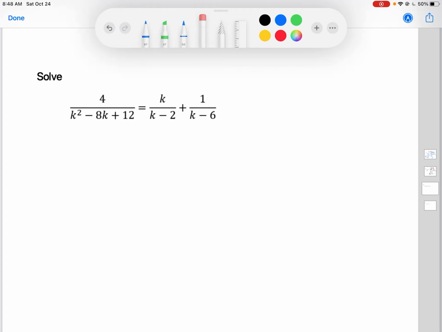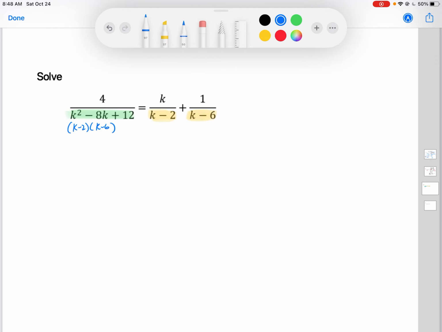Let's go ahead and do just two more. And here's a little helpful hint for you. The k squared minus 8k plus 12 is often hinted at as what it factors down to. So that factors down to k minus 2, k minus 6, just like it shows over in those other factors.